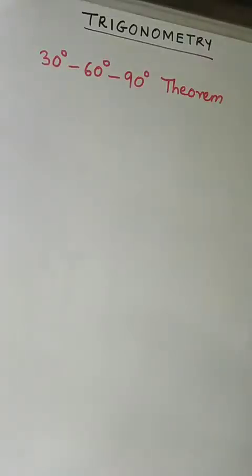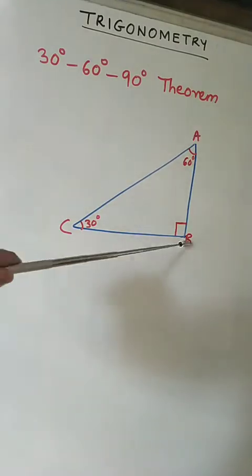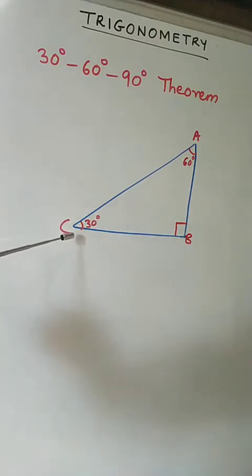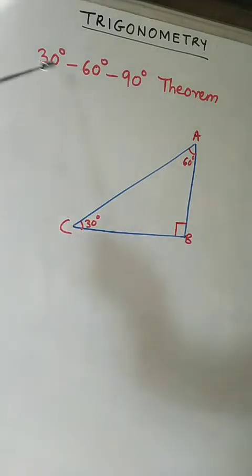So that's 30, 60, 90 degrees theorem. What it has got to do with trigonometry? Well, knowledge of this theorem is going to be useful for us in finding values of those ratios. So here is the triangle ABC, in which angle B is 90 degrees and angle C is 30 degrees, angle A is 60 degrees. So this triangle ABC is a 30, 60, 90 degrees triangle.